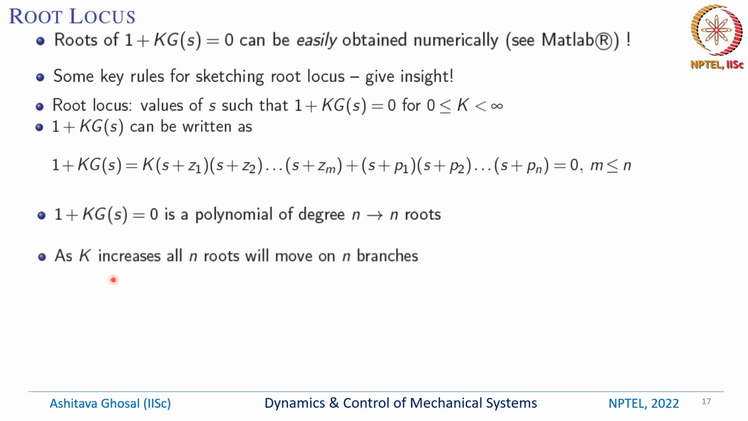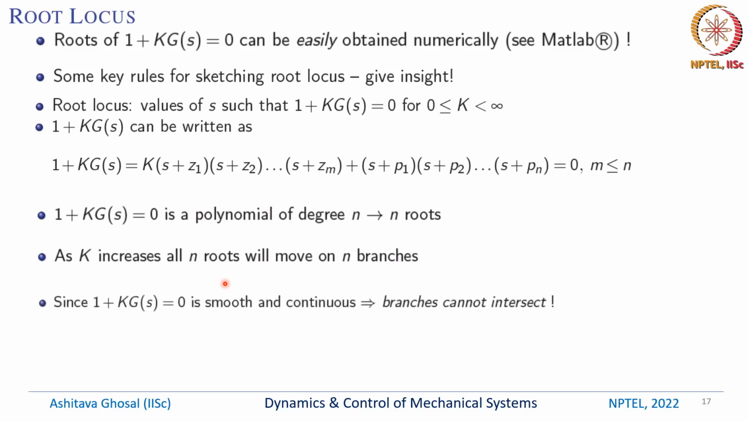Okay, so as k increases, all n roots will move on n branches. So if you have 2 roots, you will have 2 branches, and if you have n roots, you will have n branches. So as you change k, the roots will move on these n branches. Since 1 plus k into g of s equal to 0 is smooth and continuous, the branches cannot intersect.